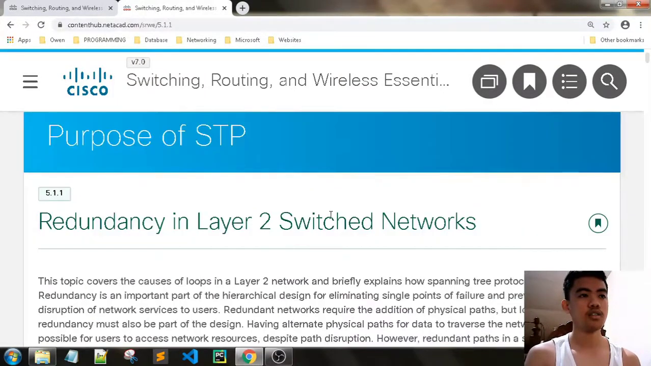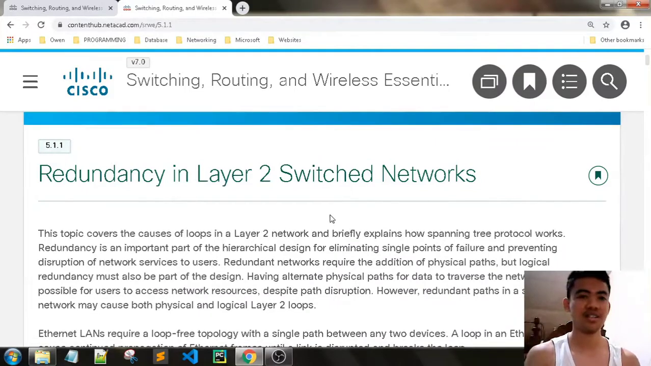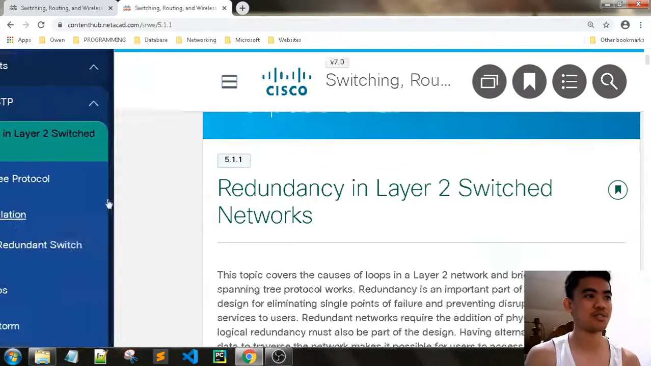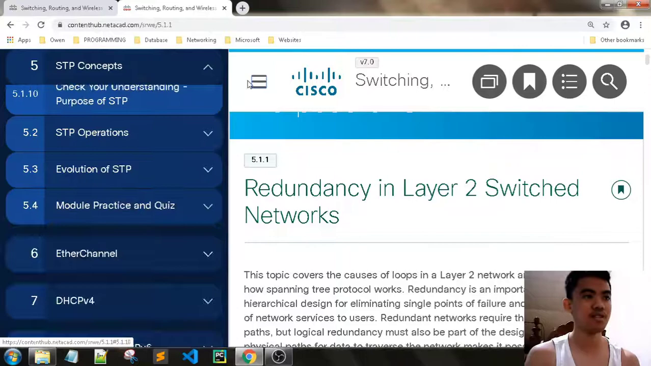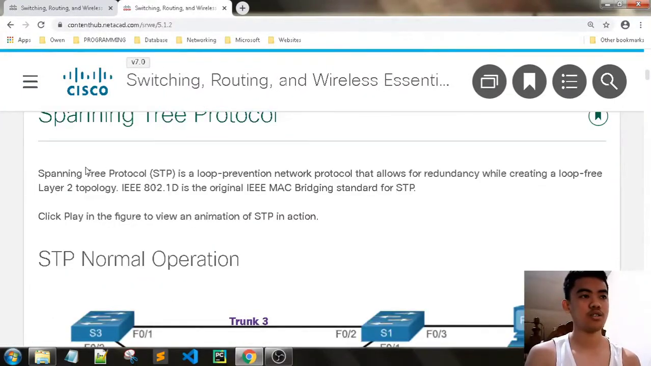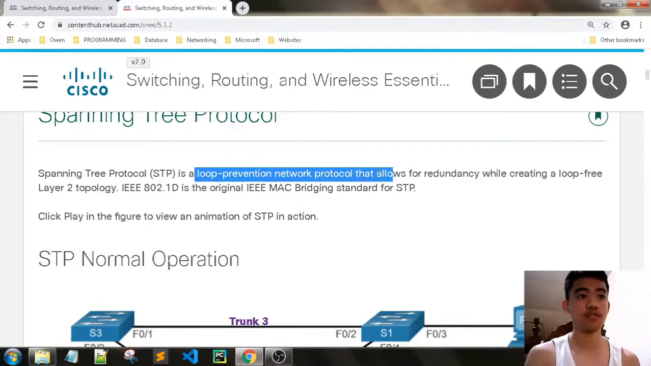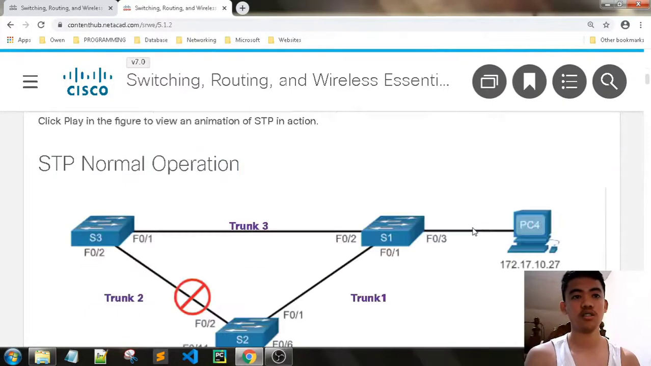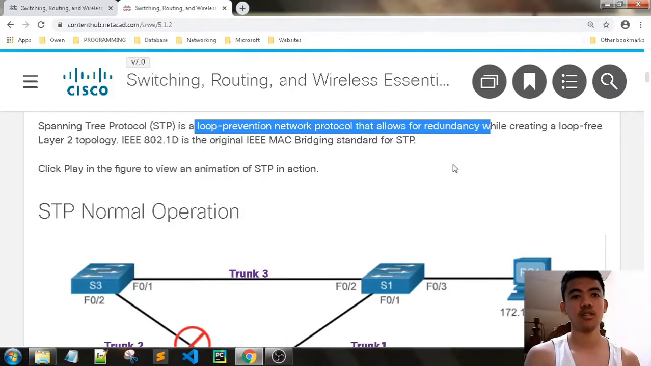Okay, STP. I was confused because I was already reading this EtherChannel. Okay, so Spanning Tree Protocol.